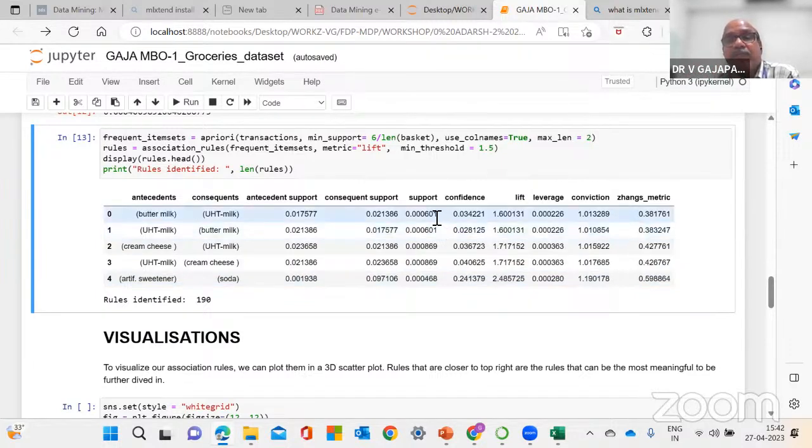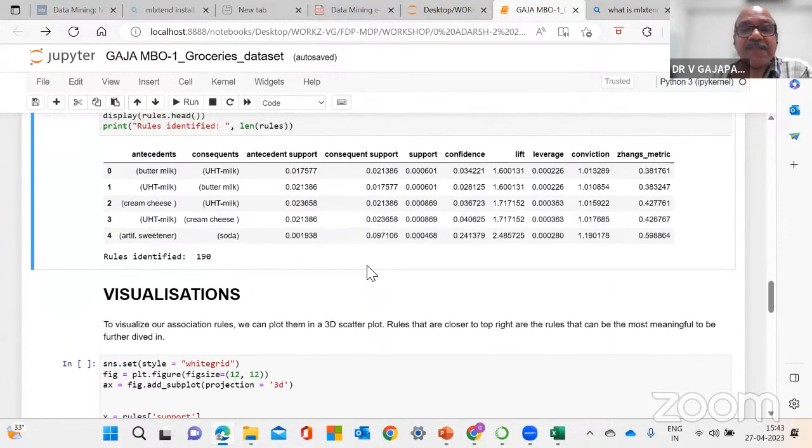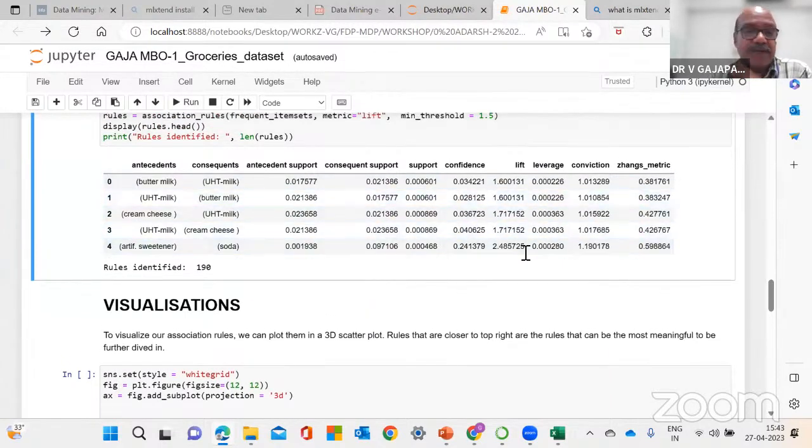What is the confidence? What is the lift? You see lift. Anything less than 1.5 will not be accepted, only greater than 1.5, because we have given a minimum threshold of 1.5. Metric lift, minimum threshold 1.5. You see here, minimum support 6 I have given. Now, this is how we are having support, confidence, lift.